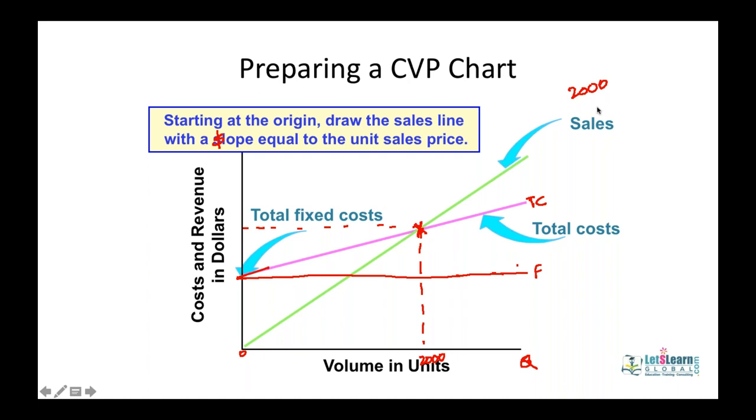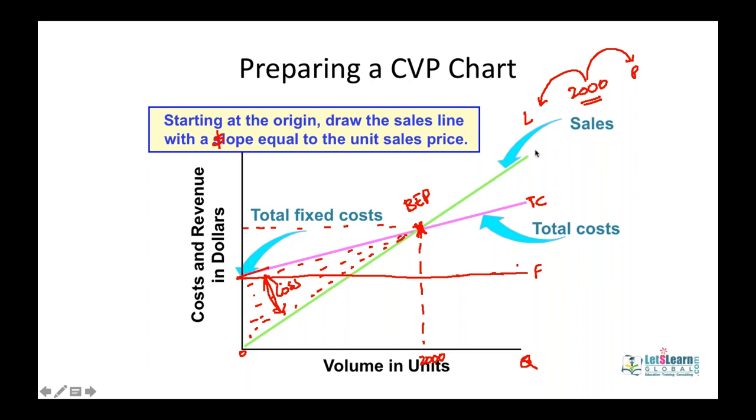If you sell less than 2000 units, it will give us loss. More than 2000 units will give us profit. Less than 2000 units is this area, the loss area. See, loss is gradually decreasing, and you reach a stage where there is no loss at all, but no profit also. And we call it the break-even point, which is 2000 units.